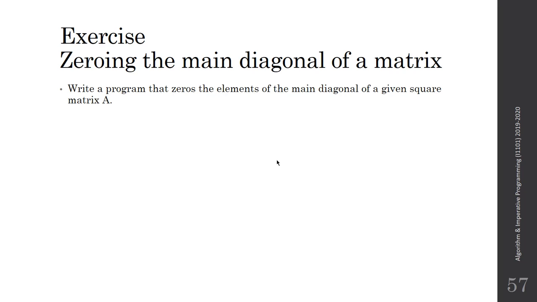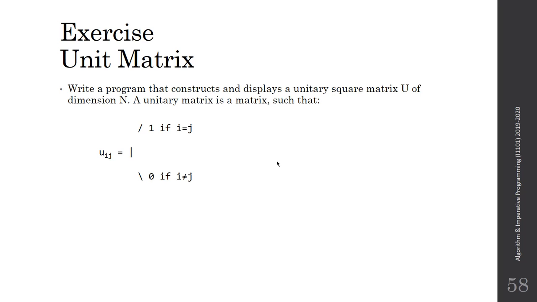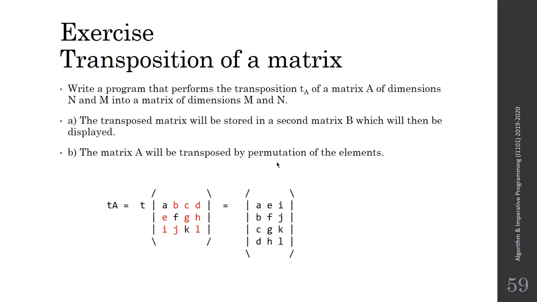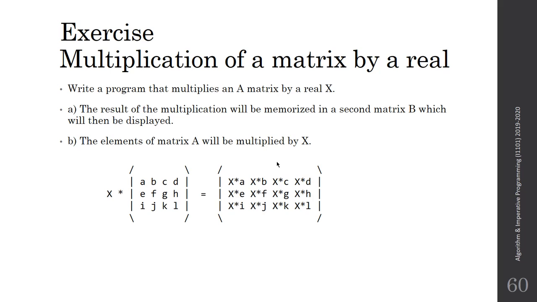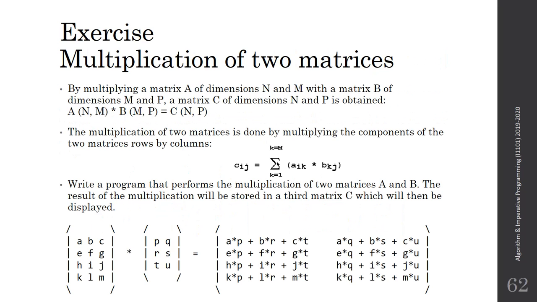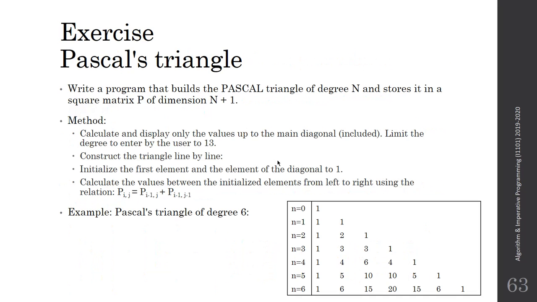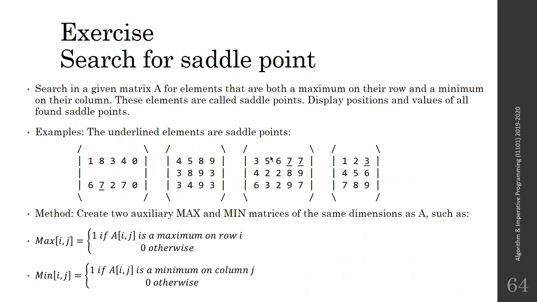For the two-dimensional arrays, we will zero the main diagonal. We will create a unit matrix. We will work on transposition of a matrix, the multiplication by a real number, addition and multiplication of two matrices, and we'll end with some difficult exercises like Pascal's triangle and the searching for saddle points.